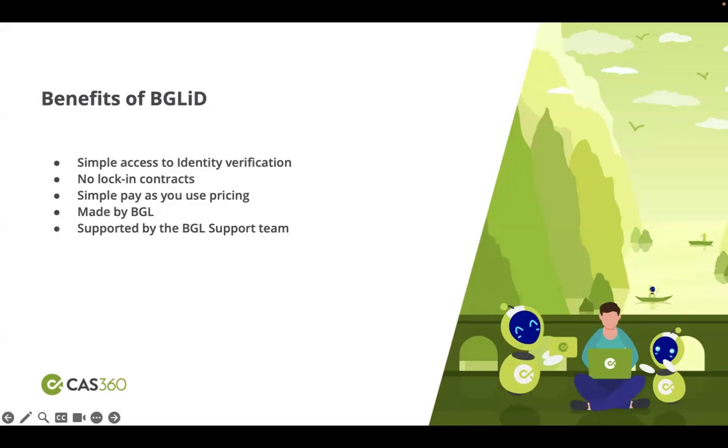Another benefit is that we don't have any lock-in contracts or any minimums. We offer a flexible pricing structure without any lock-in contracts, and you're not tied to using a set number of checks each month. So we really use a pay-as-you-go model. For example, if you've onboarded a large number of clients one month, you only pay for those verifications. If you have fewer clients in another month, you will pay accordingly just for those clients.